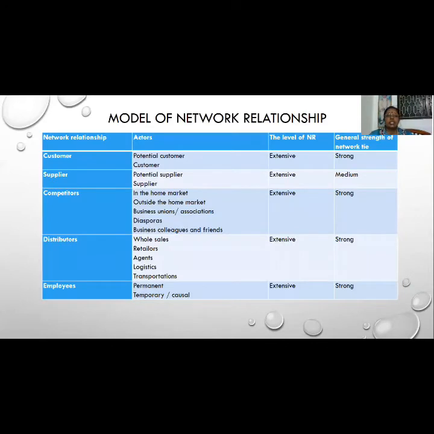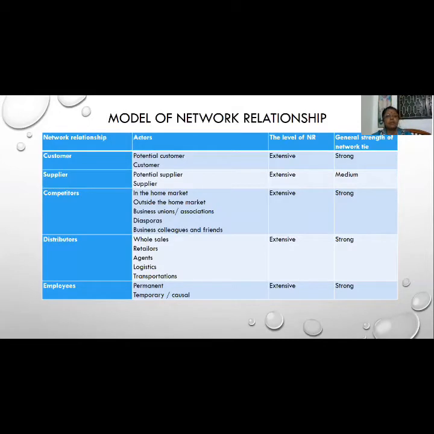In other cases, this is a model which was created by myself to give some implications for SMEs. First, intensive network relationship with types of actors: customer, supplier, competitor, and employees. There must be an intensive, maybe extensive, network relationship with them. Then strong ties; there must be a strong tie among these networks. The customer may be a potential customer or normal customer. Or the supplier may be a potential or normal supplier.